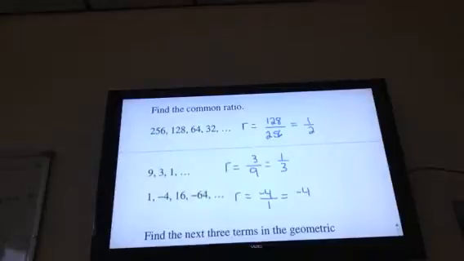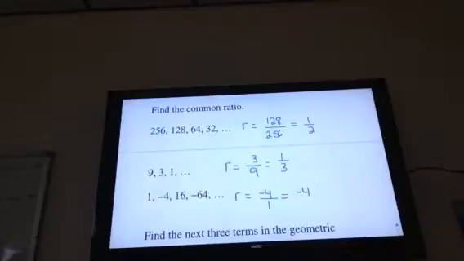So your R value can be a fraction. Your R value can be an integer. Your R value can be positive. Your R value can be negative. Any combination of those things. Okay? Any number divided by the previous term.